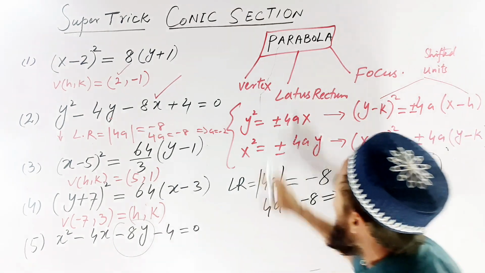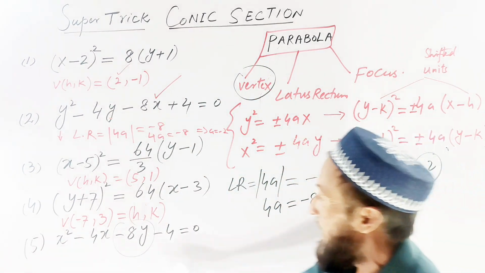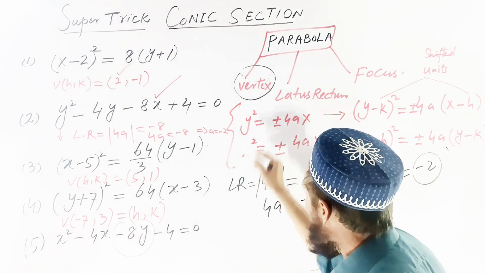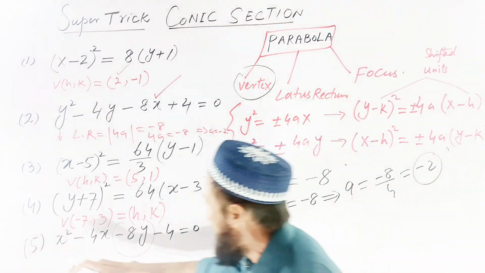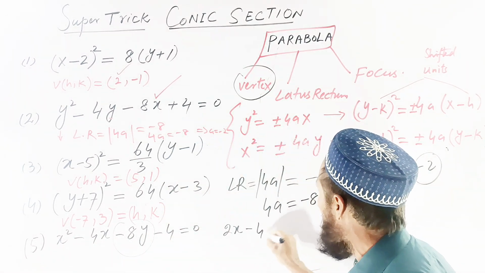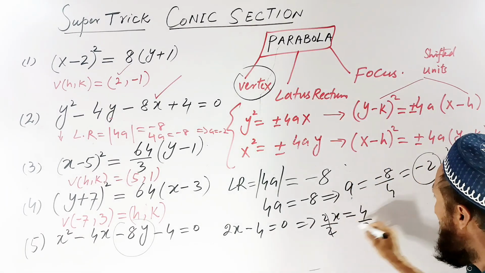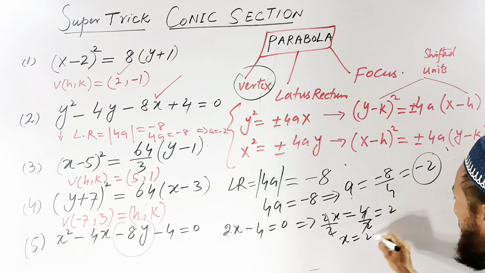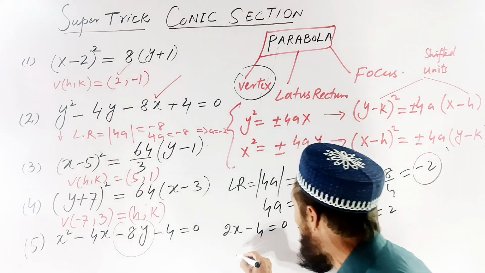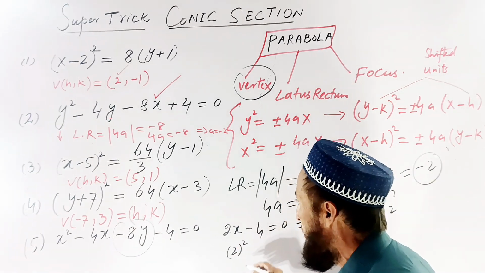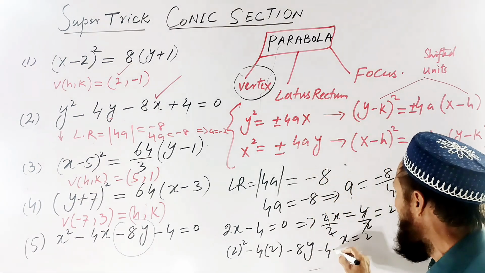Now the vertex is required. If we are finding the vertex for this type of equation, we differentiate with respect to x, since the parabola is in the x square form. Differentiating, 2x minus 4 is equal to 0. So 2x is equal to 4, dividing both sides by 2, x is equal to 2. Now we substitute this result in the equation to get the value of y: putting x is equal to 2, 2 square minus 4 into 2 minus 8y minus 4 is equal to 0.